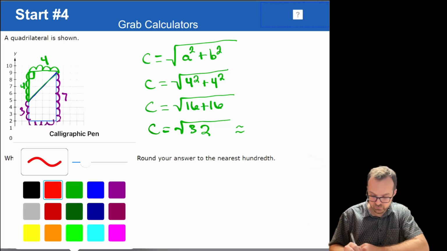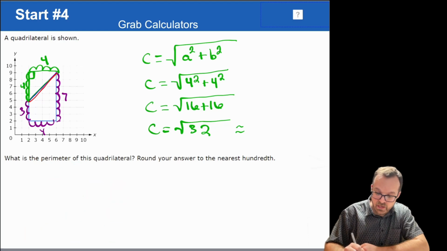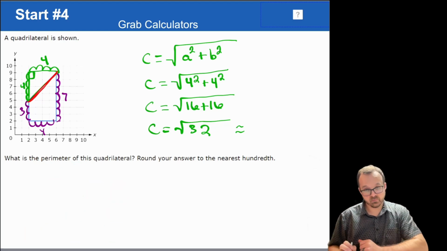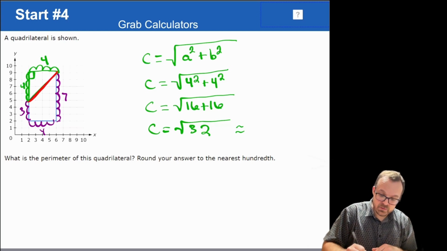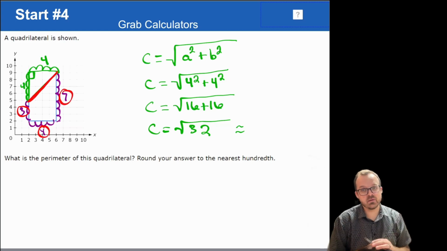Now that we know the length of this diagonal is the square root of 32, we need to add up all those 4 sides. This side that we just found, plus 7, plus 4, plus 3 in your calculator. Now I'm not going to give you the answer here because I want to see that on your starter. If you don't do it on your starter, you don't get credit for your starter.